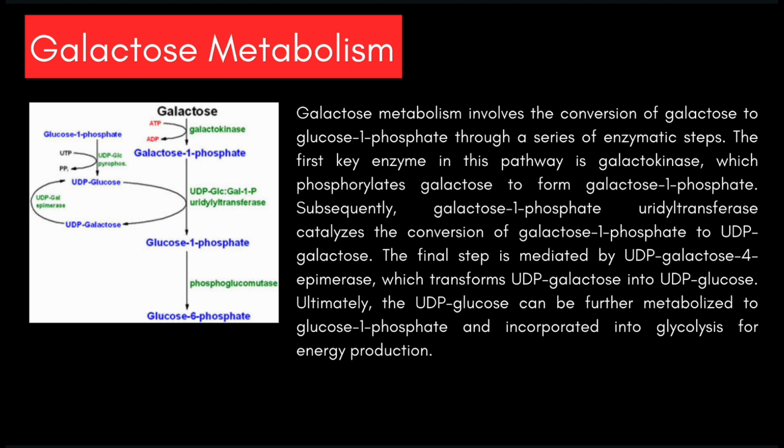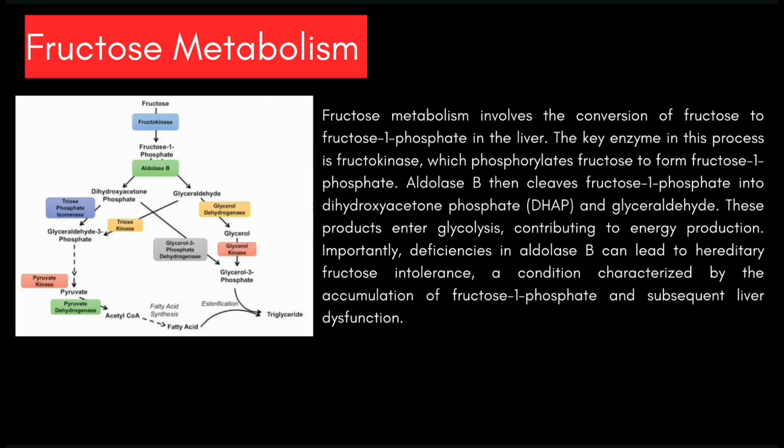Now, UDP stands for uridine diphosphate, but I just don't want to say it over and over again, so that's why I say UDP. Ultimately, the UDP glucose can be further metabolized to glucose 1-phosphate and incorporated into glycolysis for energy production. Let's go ahead and cover fructose metabolism.